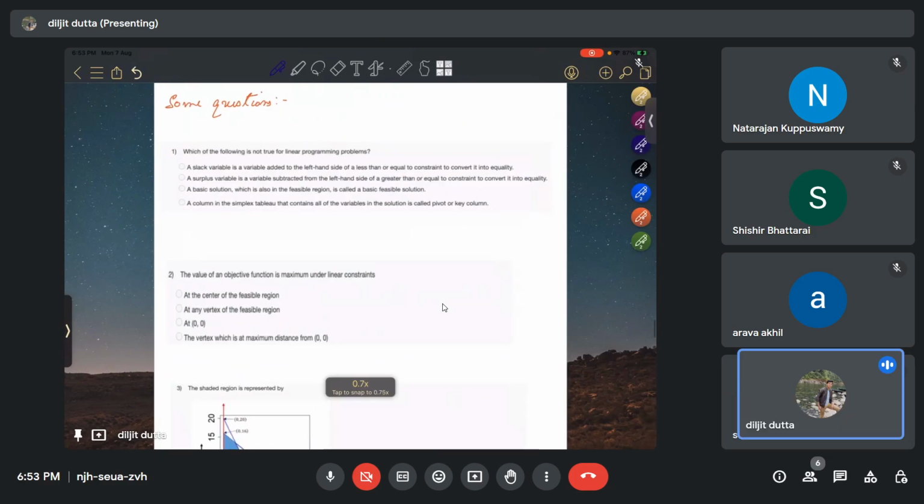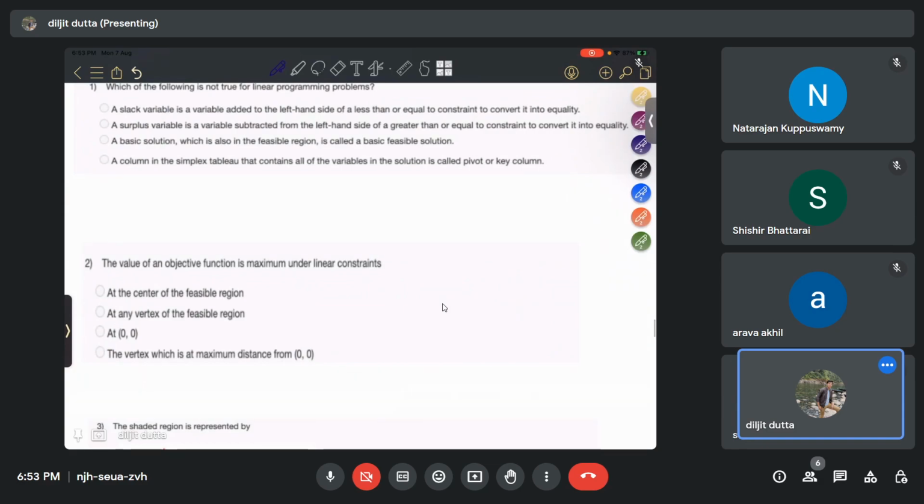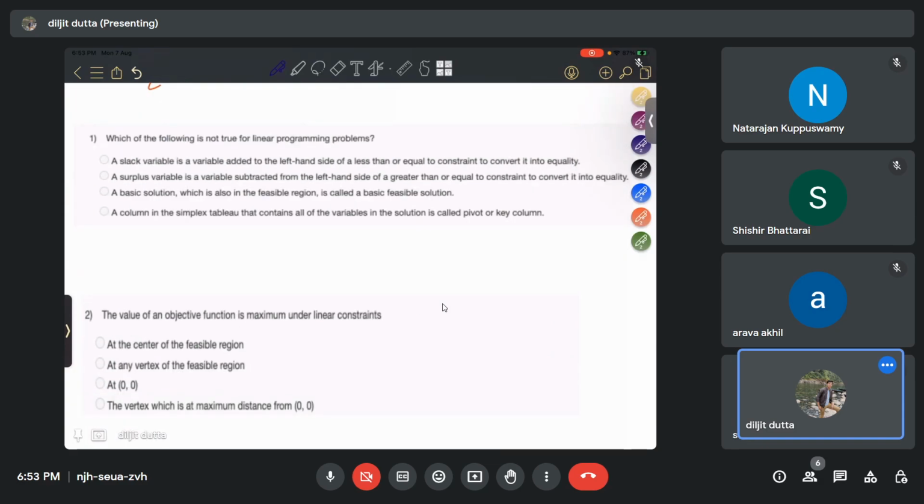So, which of the following is not true for a linear programming problem? Slack variable is a variable added to the left hand side of a less than or equal to constraint to convert it to equality. Yes, this is true. A surplus variable is a variable subtracted from the left hand side of a greater than or equal to constraint to convert it to equality. Yes, this is also true.